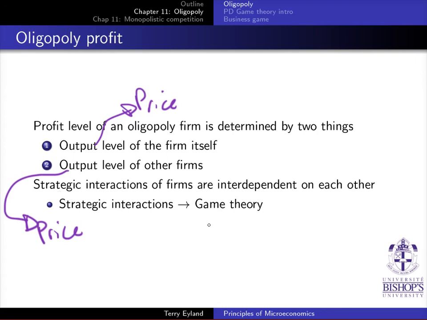And when we discuss strategic interactions, we're going to get into one of my specializations, which is game theory, which is the theory that we use in economics when we want to look at how different people or firms that are optimizing at the same time interact and react to one another.